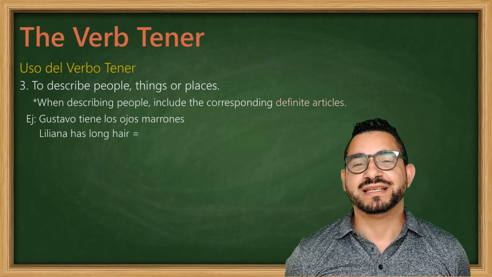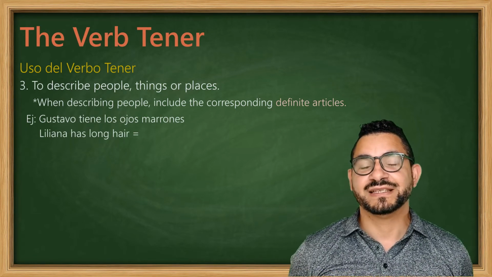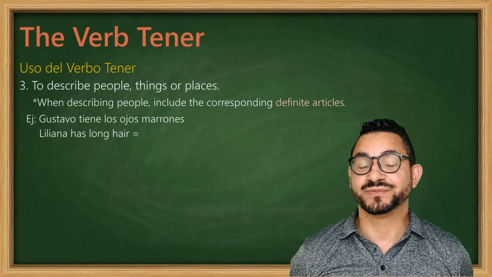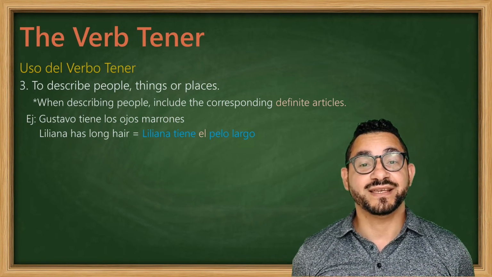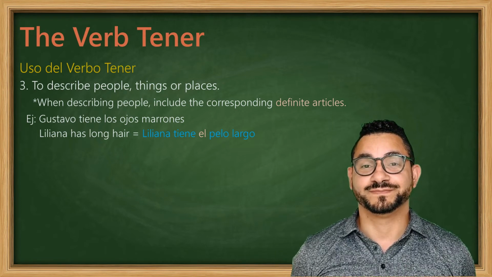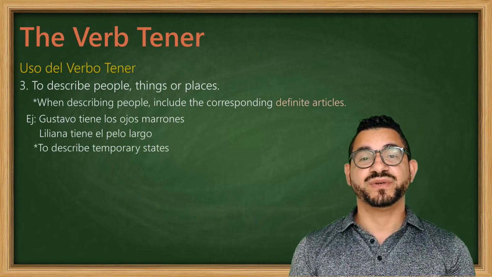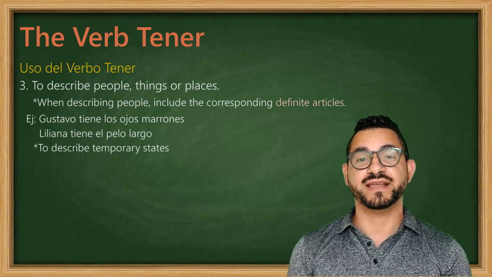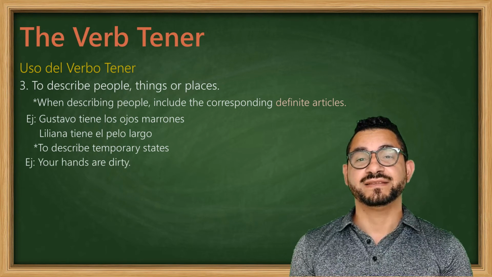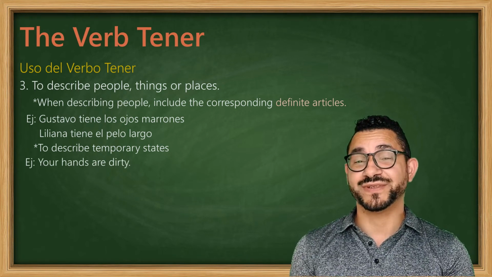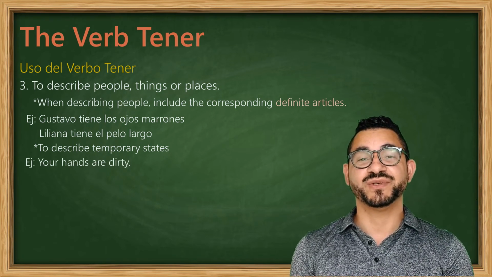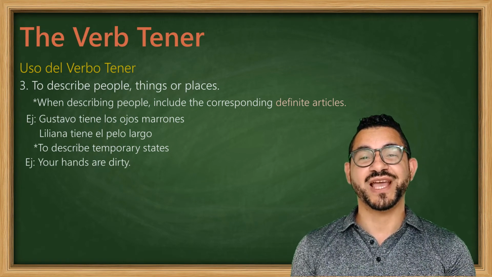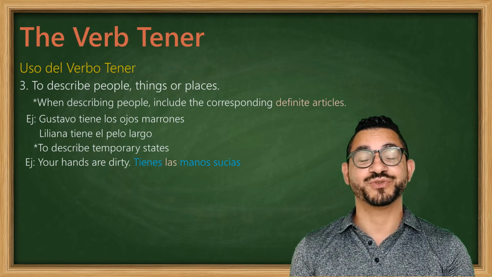Another example, Liliana has long hair. In Spanish you would have to say, Liliana has the hair long. So that would be, Liliana tiene el pelo largo. We also use tener when we want to describe temporary states. For example, when in English you want to say, your hands are dirty. That means that your hands are dirty right now. They're not always dirty. So in Spanish, you would have to say, you have the hands dirty. So that would be, tienes las manos sucias.